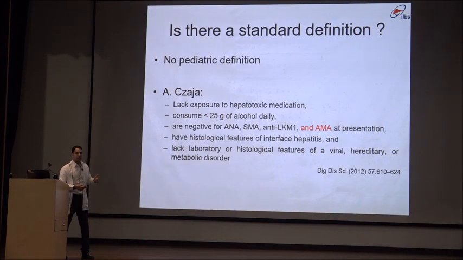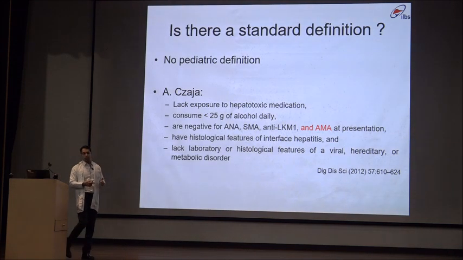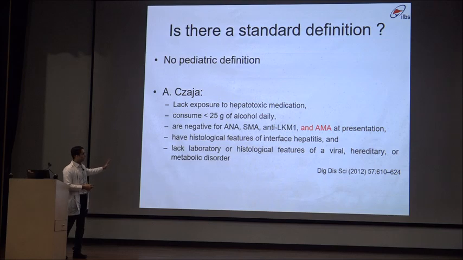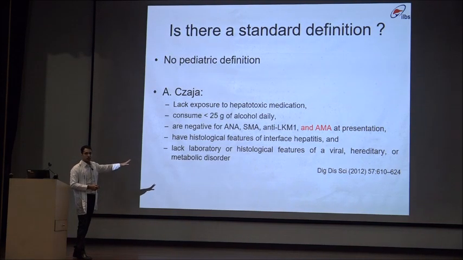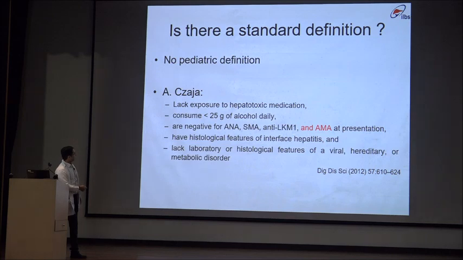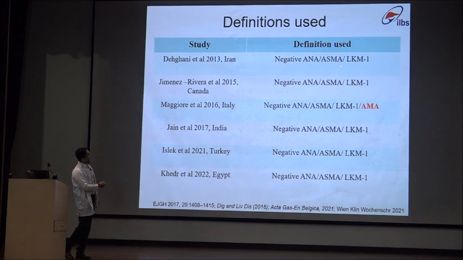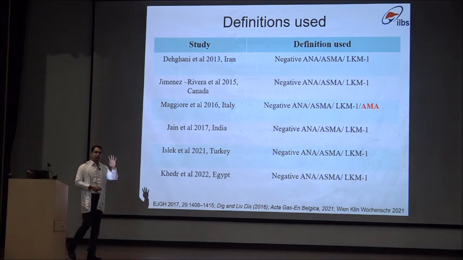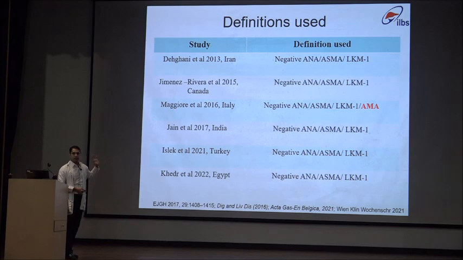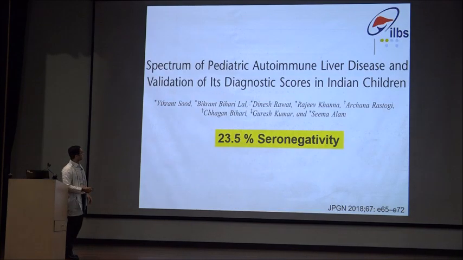So is there a standard definition? Who are seronegative autoimmune hepatitis? There is no standard definition. Czaja gave this in 2012 for adults, not for the pediatric population, predominantly excluding other disorders and negative for ANA, SMA, LKM and AMA. Pediatric studies have used the standard conventional antibodies ANA, SMA and LKM1; other than the Maggiore study from Italy, they have included AMA. So predominantly, if you are negative for conventional autoantibodies, you can be seronegative autoimmune hepatitis.